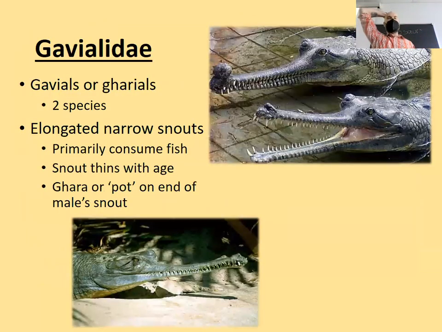The Gavialidae, commonly known as Gavials or Gharials. There's only 2 species, and they have these very elongate snouts that they use to catch fish. As they get older, the snout kind of thins out, which is kind of interesting. And the name comes from the word meaning pot, because at the end of the male snout, they have this bulbous structure. I'm not sure actually what it does morphologically. These guys are found in Southeast Asia. So Gavials or Gharials.